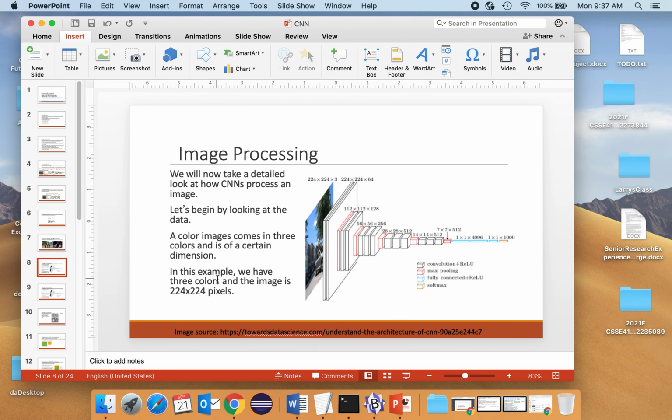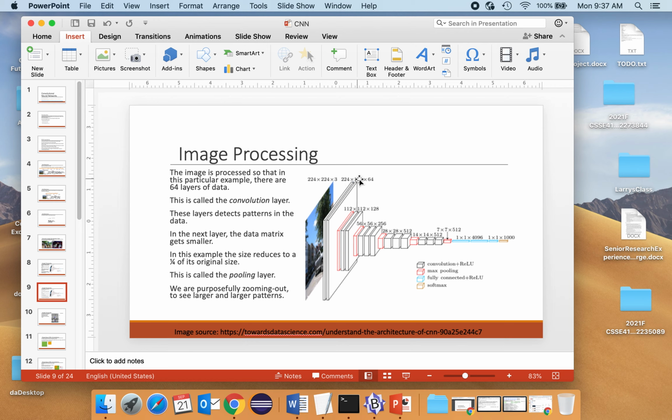So what does the image processing look like? Let's have a look at the data. I switched the image around a little bit. Here's a color image, and a lot of times color images come in 3 colors, hence we have 3 layers, if you wish, at the input. In this particular example, we have 224 by 224 pixels. And as you know, each color gets represented a lot of times by its shades, so it's not just a single bit that we will be using over here. So that's what we start out with.